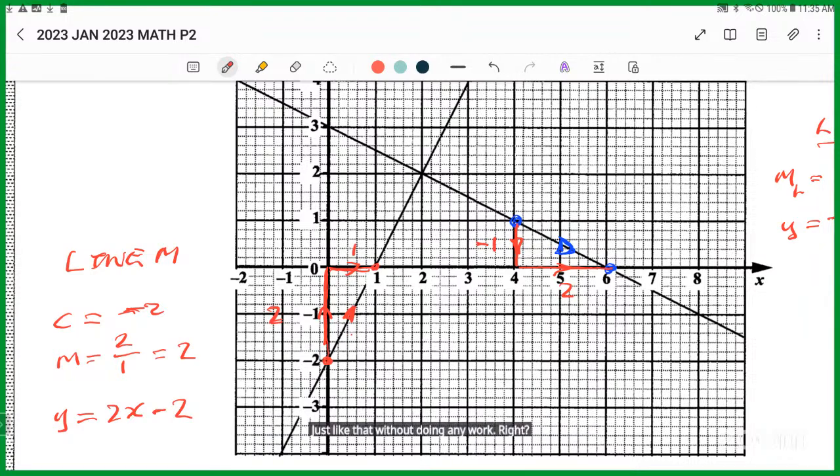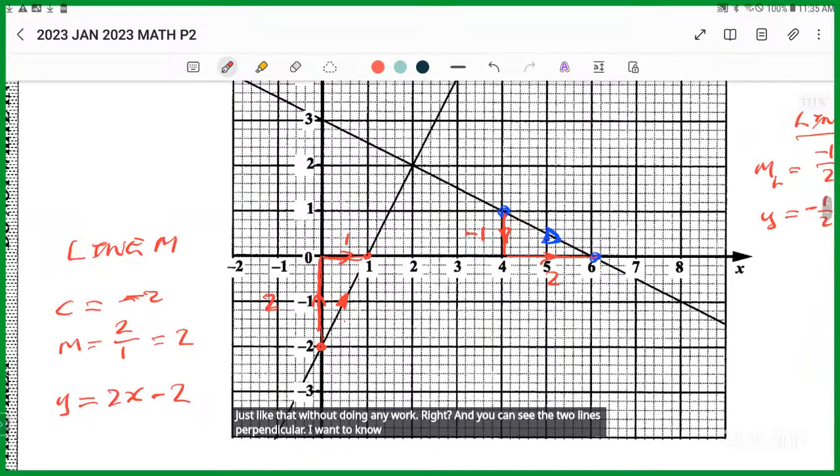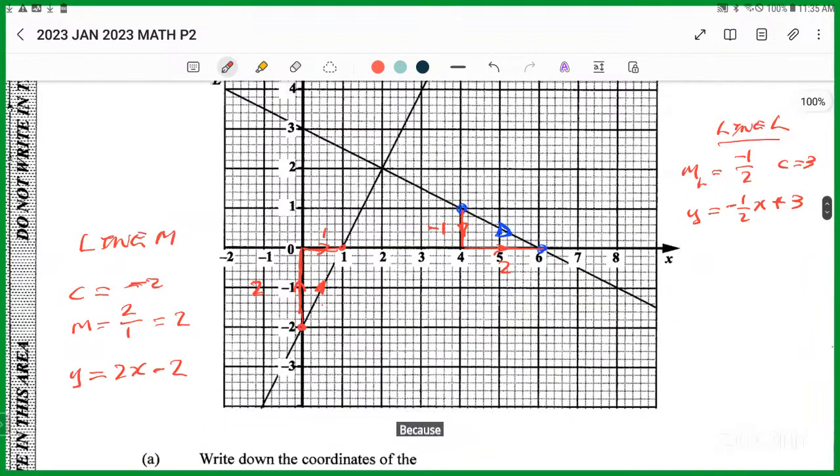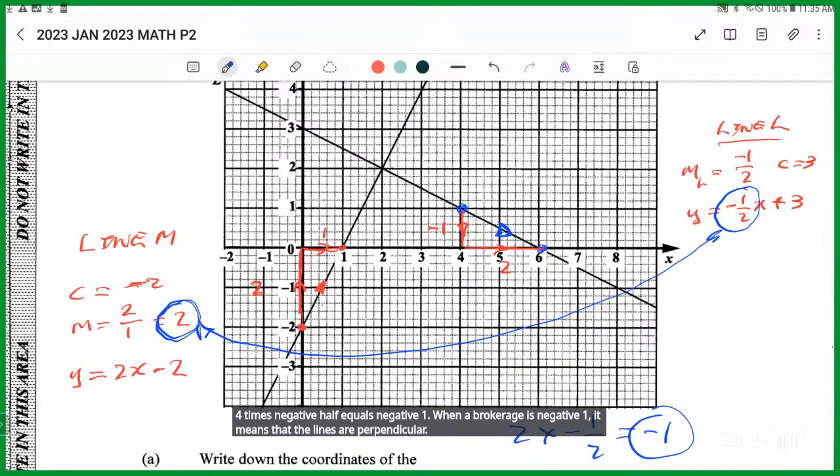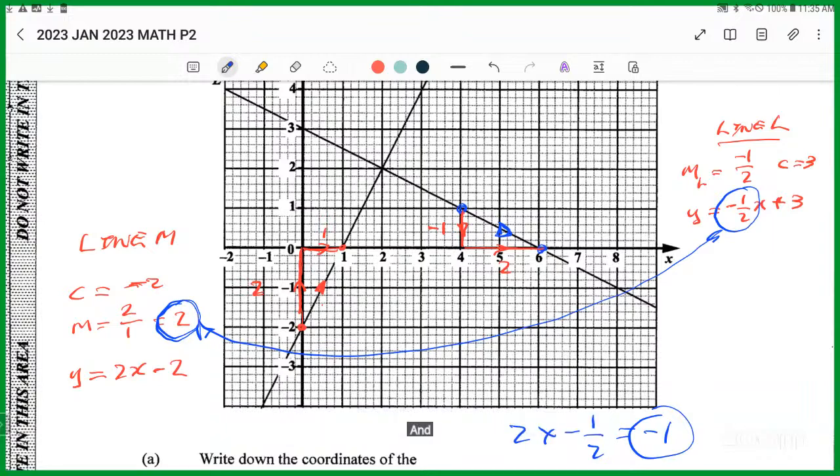Right? And you can see that the 2 lines are perpendicular. I know that because when you multiply the gradients of the 2 lines, 2 times -half equals -1. When the product of the gradients is -1, it means that the lines are perpendicular. I haven't started answering the questions yet, but I know all these things already. And this now is the point of intersection of the 2 lines right here. That's the point 2, 2. So if you're asked anything about the intersection, it's the point 2, 2.